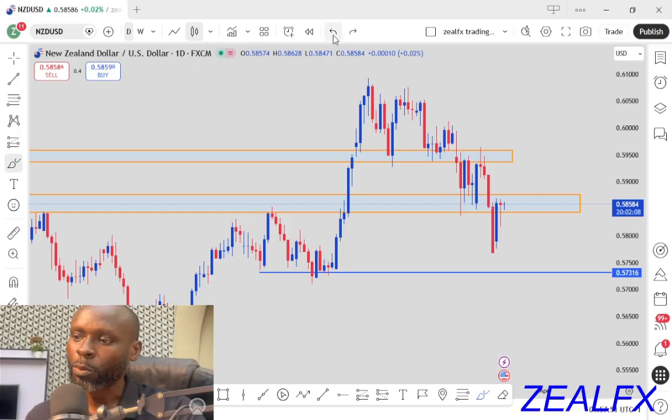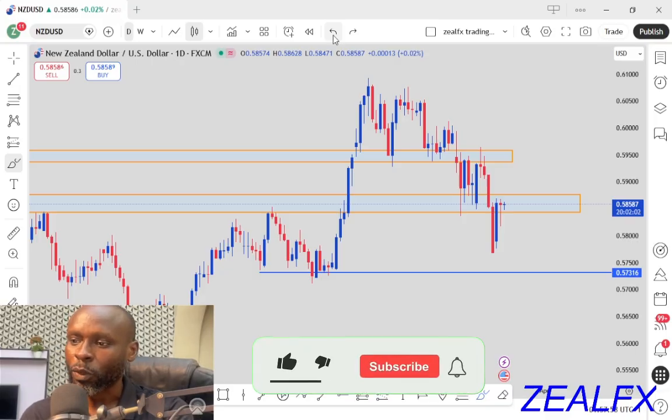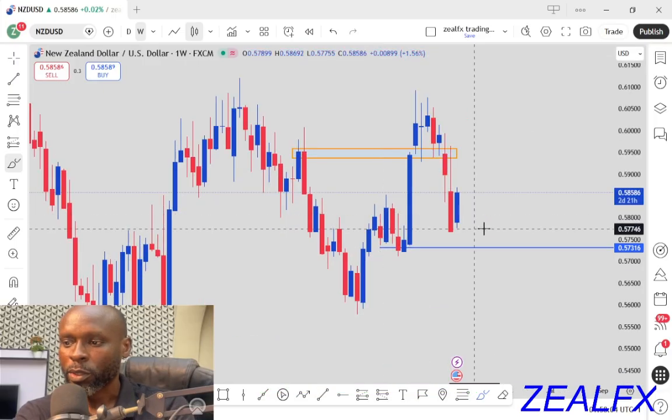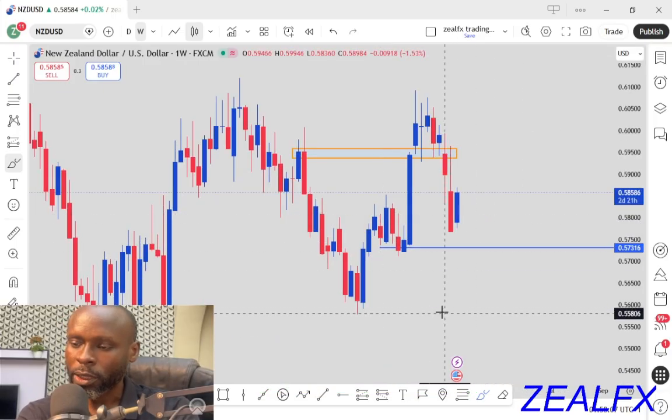But we can't just jump in because we have price on the resistance level. We have to confirm these levels if there's every chance of price dropping from this particular level. So let's go to the weekly time frame, which is our higher time frame, for us to confirm the possible selling opportunity on the New Zealand USD.